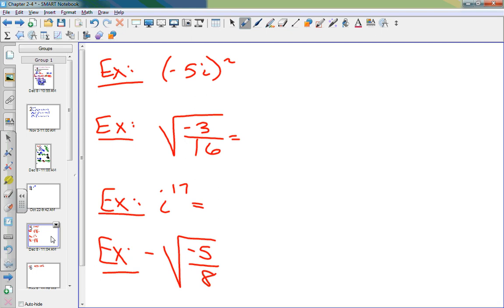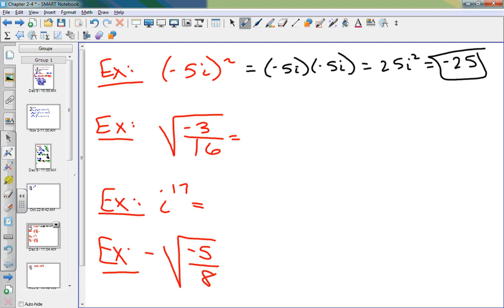Now, if I have negative 5I quantity squared, what is that? That's negative 5I times negative 5I. And what's the negative times the negative? 5 times 5 is 25, times I times I is I squared, and what is I squared? Negative 1 to give me negative 25. Do we get that?